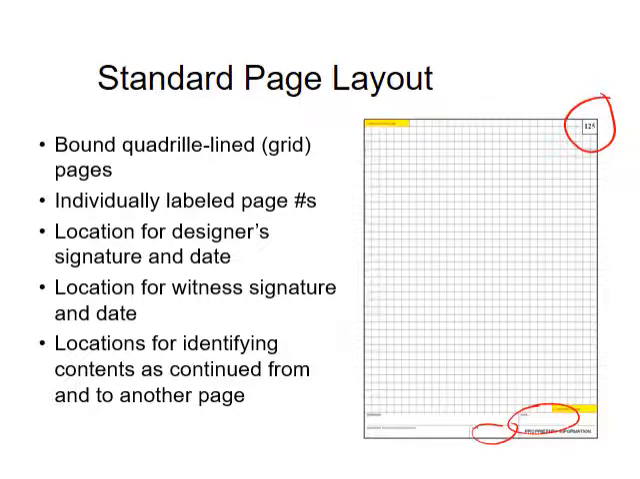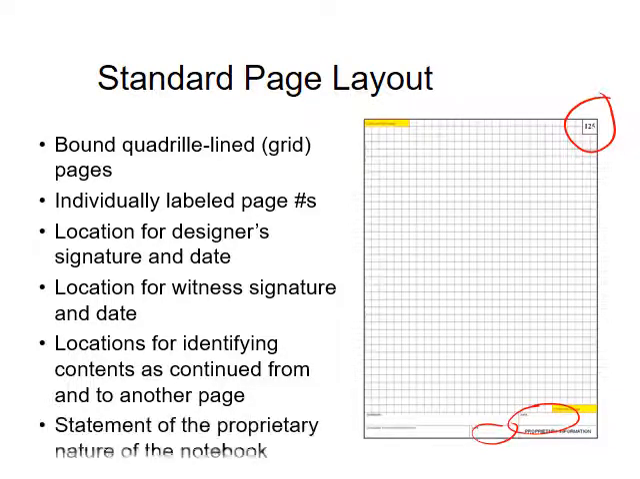There's going to be locations for identifying what page you previously continued from and what page your work is going to. It's important to know that if you're keeping track of one concept, you know what previous pages you could look to or what pages moving forward you can reference. Lastly, the proprietary information. Our notebook's not going to have that, but a lot of pre-bought ones will include that.